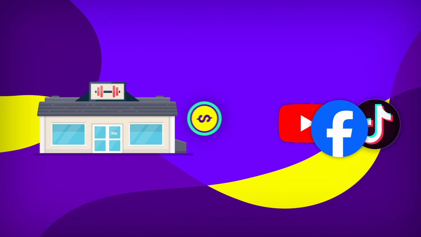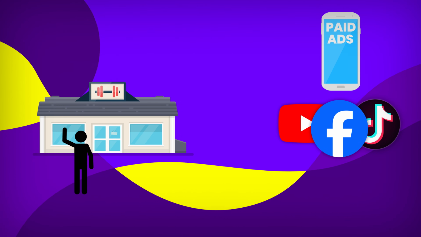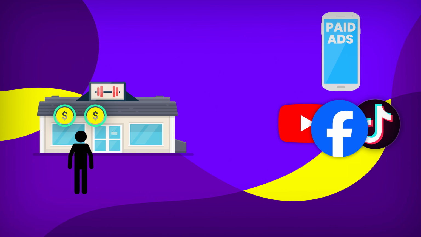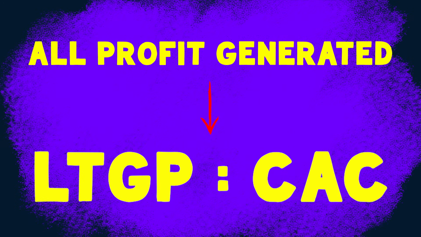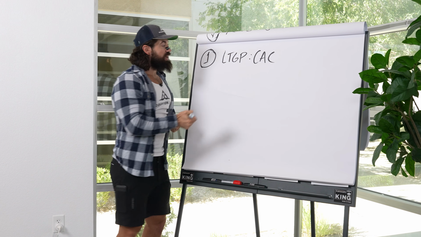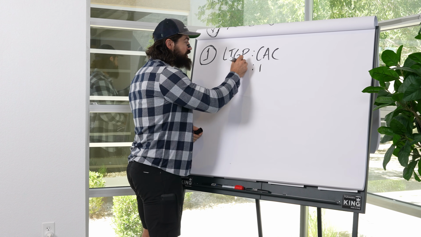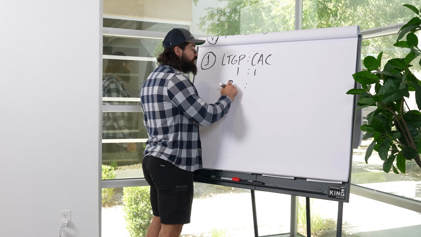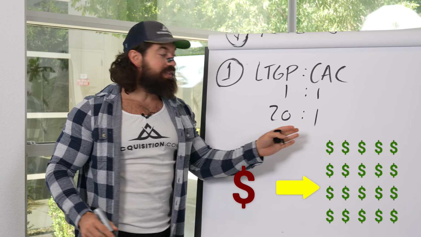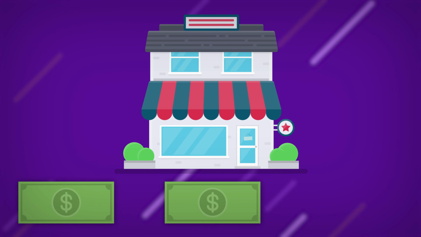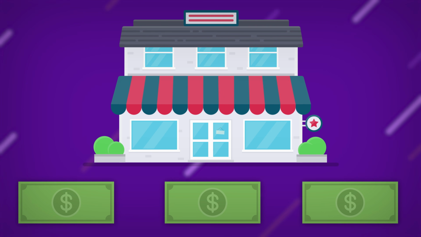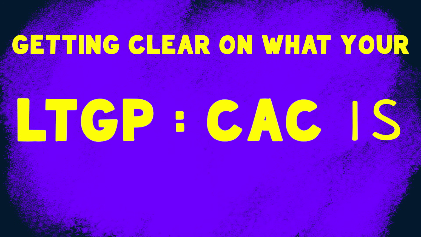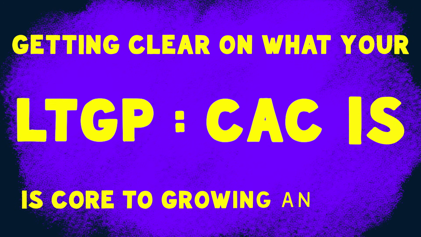You buy attention, you buy eyeballs to get customers, and then you sell those eyeballs something that you're gonna make a profit from. All the profit that gets generated from the business comes from this one ratio. And so if someone has, for example, a 1-to-1 ratio of LTV to CAC, they spend $1 and they make $1 back, and so that's it. Let's say a 20-to-1, that means for every $1 they put in, they get 20 back as profit. This becomes a business that you can scale endlessly and becomes an incredibly attractive business. Getting really clear on what your LGP to CAC ratio is core to growing anything.